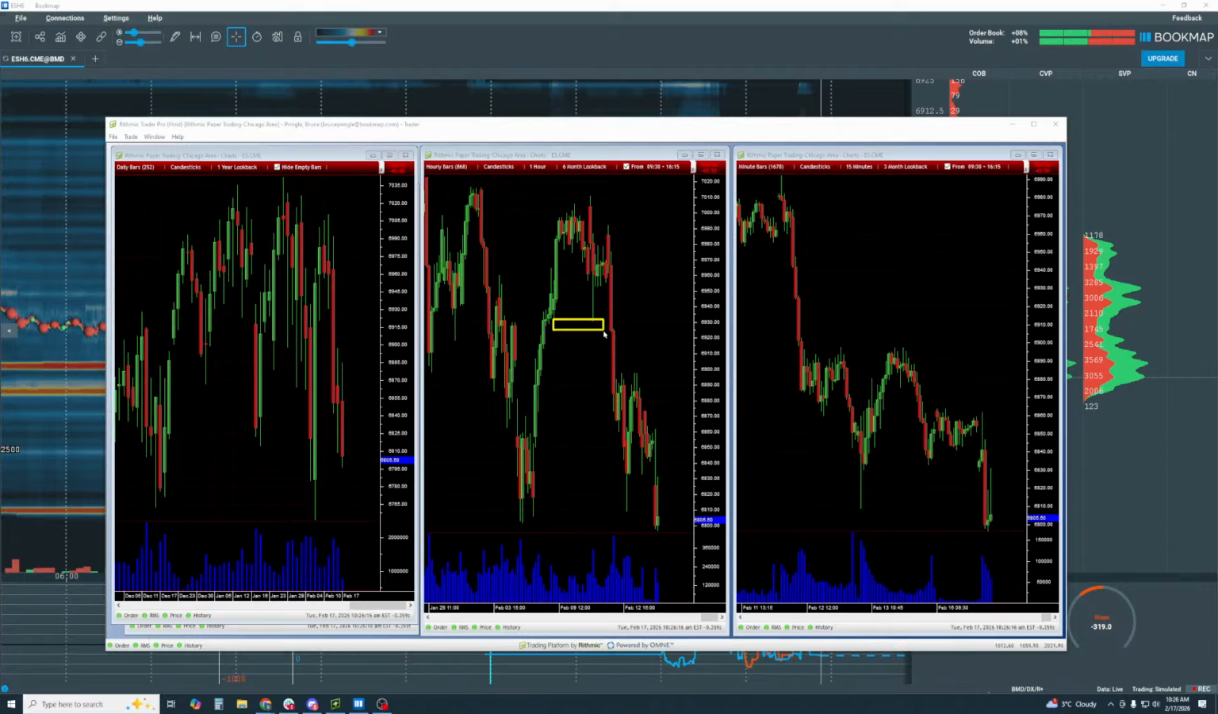Like over here on that Thursday, okay, look at this candle here. Okay, this will be really helpful, Vinfra. And look at this candle here.